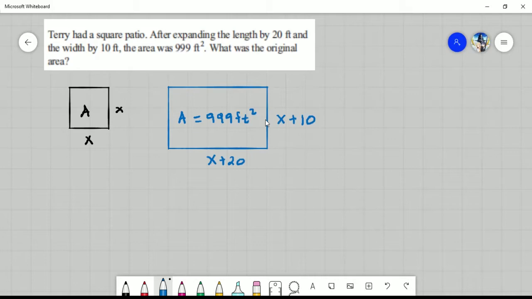So in order to get the original area, what we have to do first is essentially find the dimensions of this new patio. In this case, solve for the variable x. And once we have what x is, that will give us the area of the original square patio, because the dimensions for the square patio we labeled as x by x. So once we solve for x in this now rectangular patio with its 999 square footage area, we will now know the area for the original square patio.